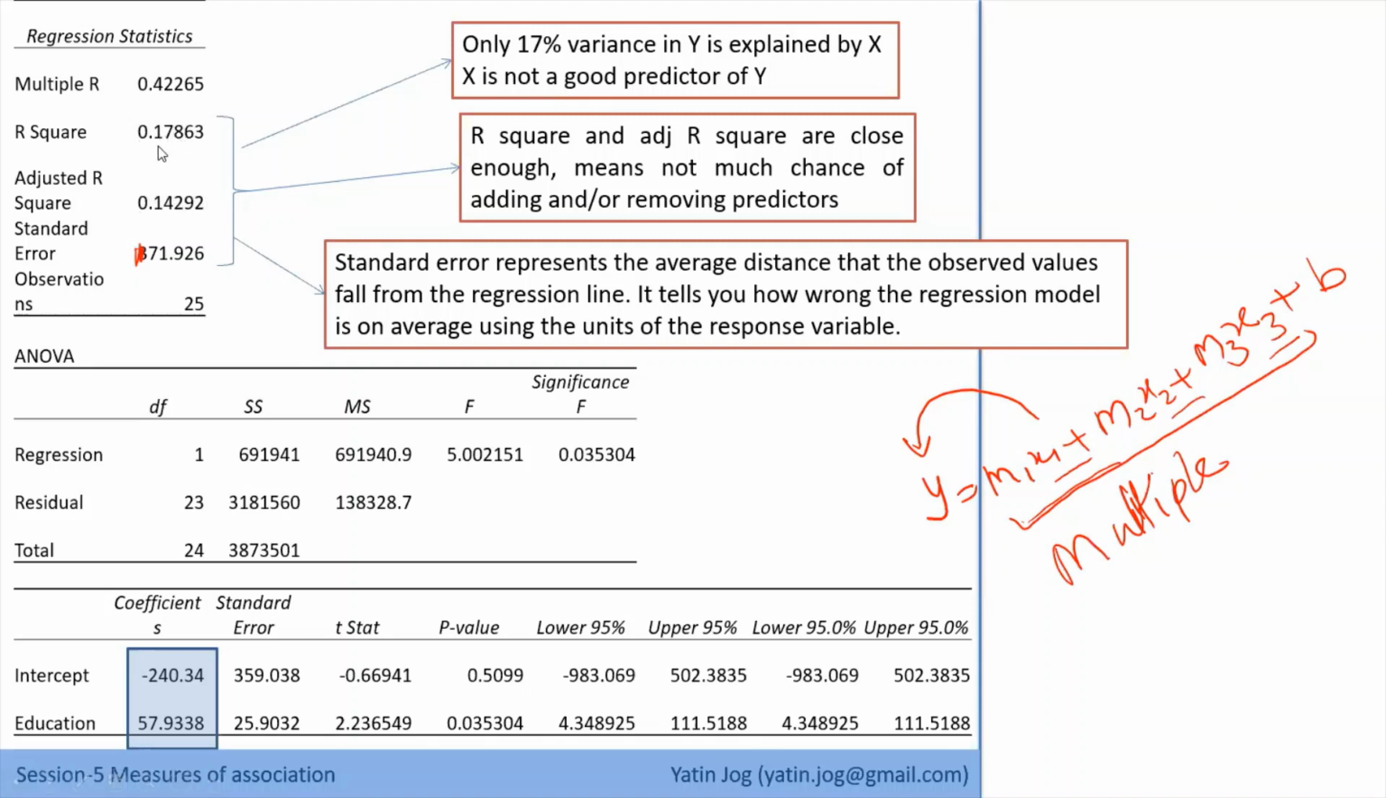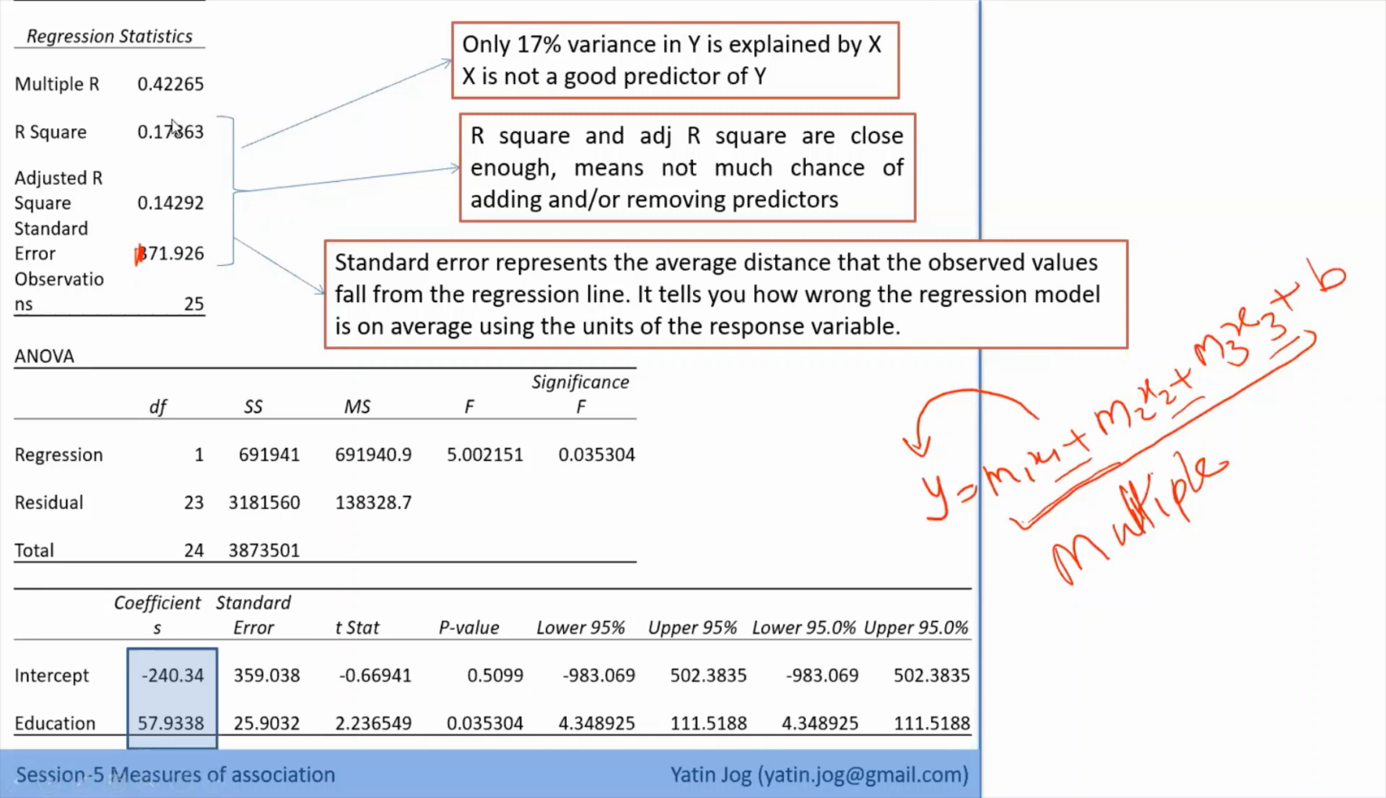If the difference is very small, in this case it is 0.03, which is very small, then I can say that whatever independent variables I am considering on the right hand side of the equation are sufficient enough to predict my y.